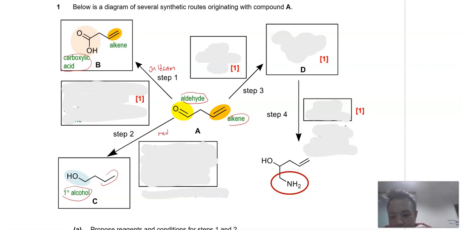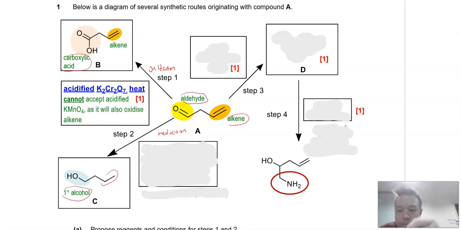So step 1 involves oxidation, step 2 involves reduction. What are some of the oxidizing agents you can use to oxidize aldehyde to carboxylic acid? For example, acidified dichromate with heat. Of course, some of you may be wondering whether we can use KMnO4. In this case, KMnO4 will not be accepted. Why? Because this alkene here can also undergo oxidation that involves breaking of the C=C double bond with KMnO4. In this case, we want to preserve the alkene, so we cannot use KMnO4.